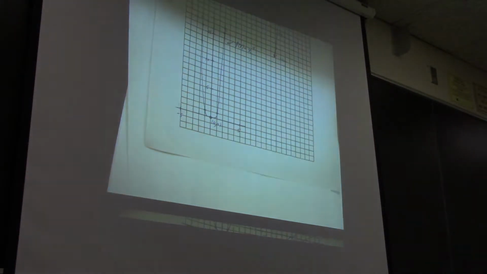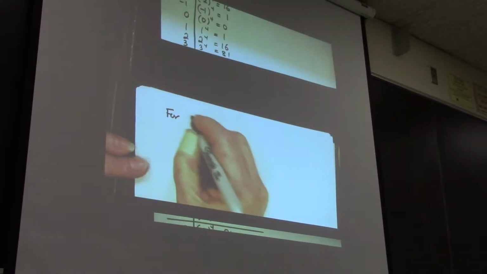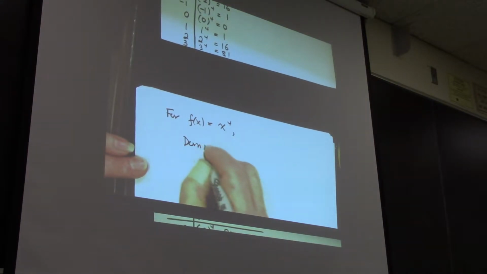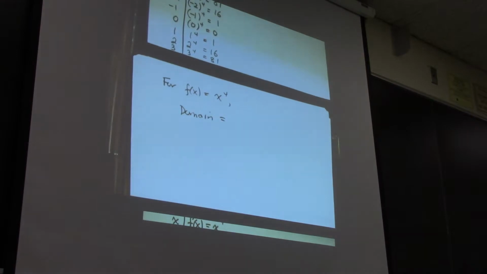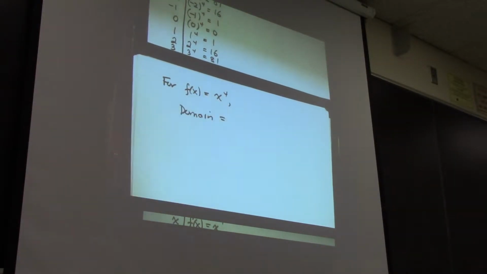Okay, now let's look at the domain and the range of the function. We can look at the domain from the equation and also from the graph. Range, we'll just look at the graph. So just from the function itself, what's the domain? All real numbers. No x's in denominators, no square roots, so no x's under square roots. Domain is all real numbers.